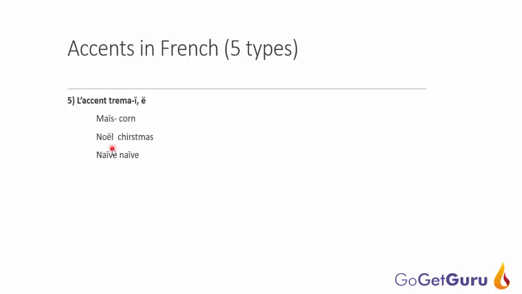That means corn. Noël, that means Christmas. And naïf, that means naive in English. So maïs, Noël, and naïf.